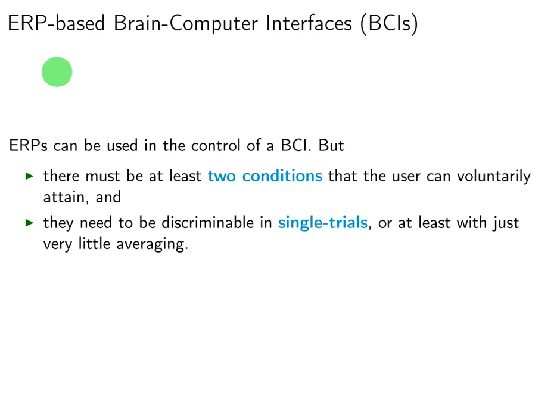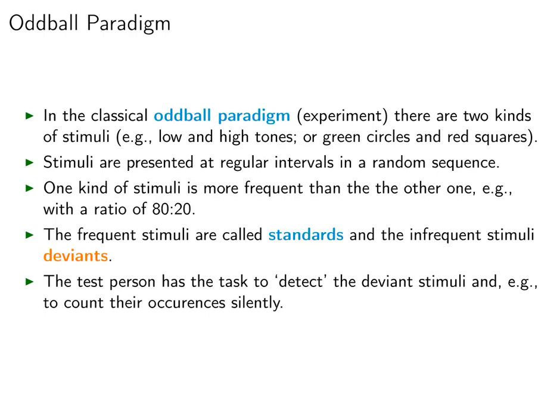the user can voluntarily attain, and they need to be discriminable in single trials, or at least with just very little averaging. These 2 different experimental conditions can be acquired using the so-called Oddball paradigm that is used in experimental neuroscience studies. In this paradigm, the Oddball paradigm or experiment, there are 2 kinds of stimuli.